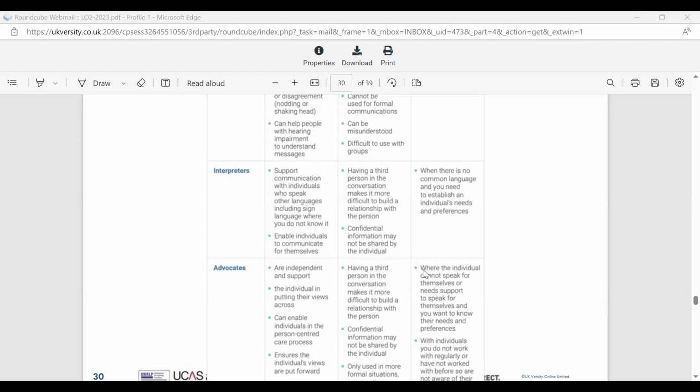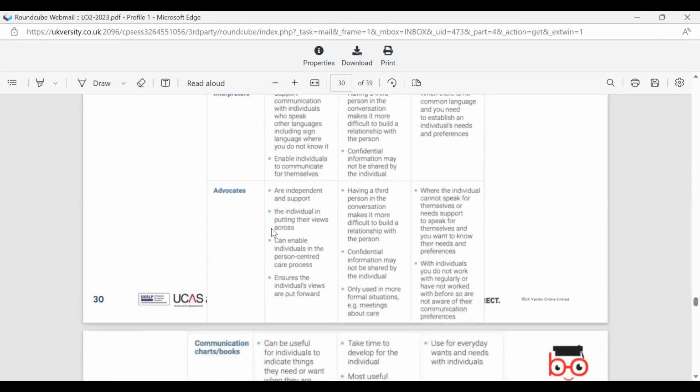Confidential information may not be shared by the individual. So when there's no common language and you need to establish an individual's needs and preferences, the advocates, and these are people that have communication needs in regards to a disability or something. So the advantages are independent and support the individual in putting their views across, can enable individuals in their person-centered care process, and can ensure the individual's views are put forward.